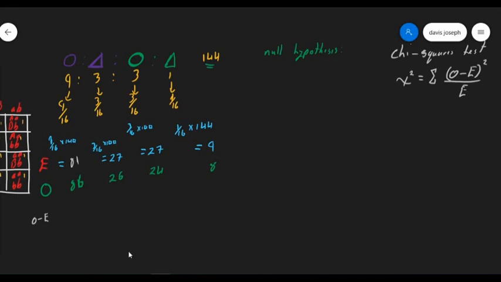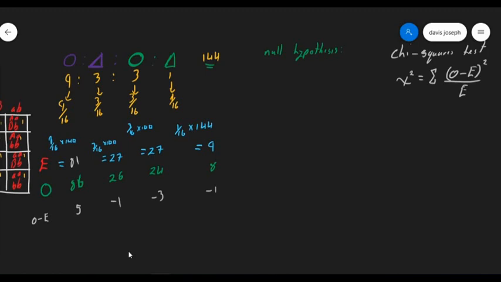So our observed minus our expected, so 81 minus 86 is negative 5. 26 minus 27 is negative 1. 24 minus 27 is negative 3. And 8 minus 9 is negative 1.